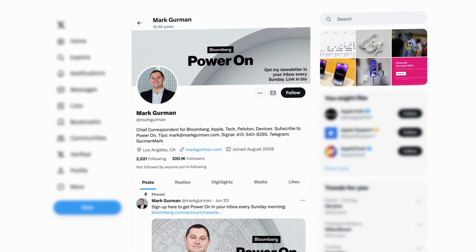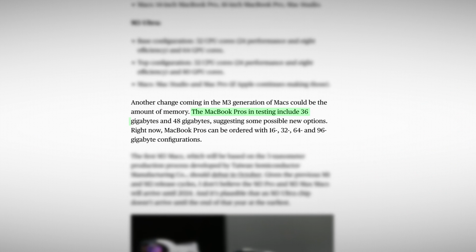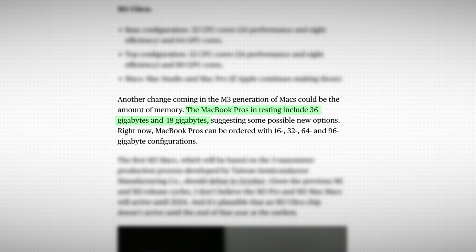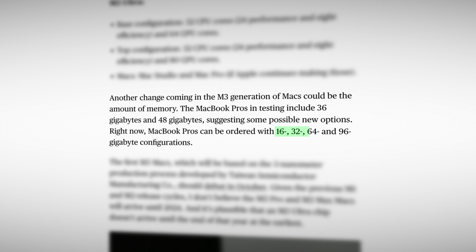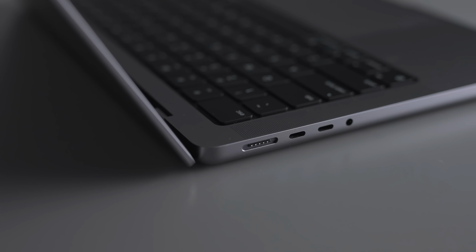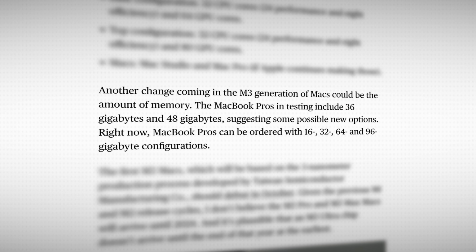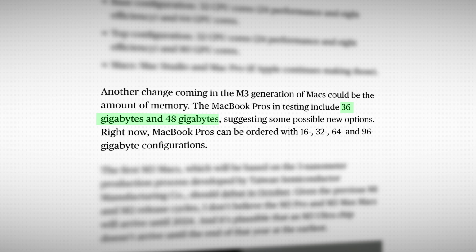Mark Gurman, who has a pretty solid track record with most of his leaks actually ending up being relatively accurate, let this slip a few weeks ago. These were his predicted RAM configurations for the new M3 Apple Silicon chips, based on the leaked information he had access to. Now you'll notice that instead of the usual 16, 32 or 64 gigabytes of RAM that we typically have seen up until now in the MacBook Pros, it's instead in multiples of 12. For example, 36 or 48 gigabytes.